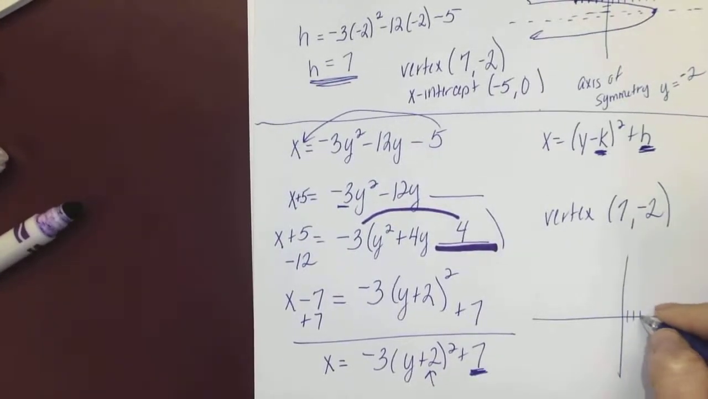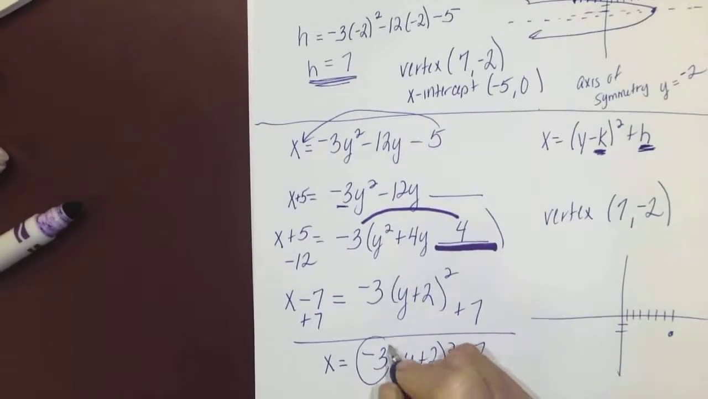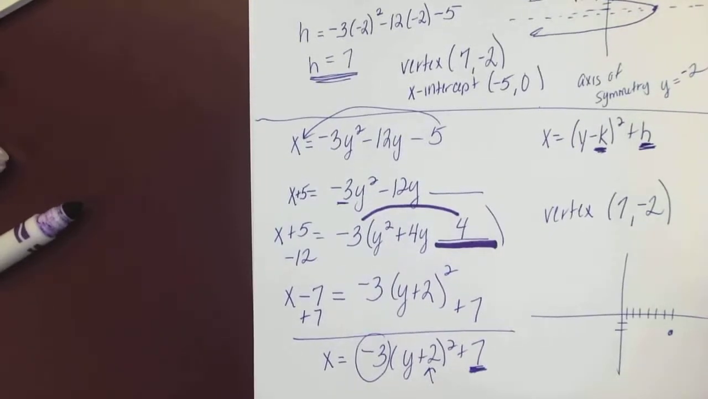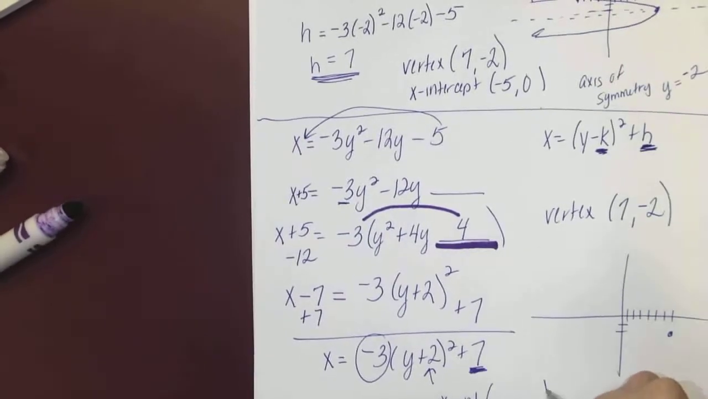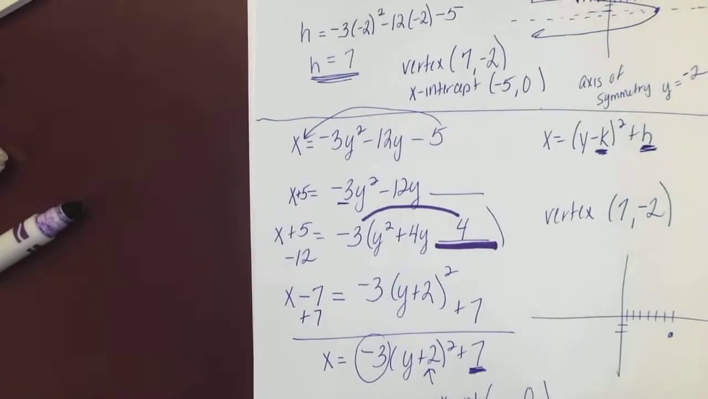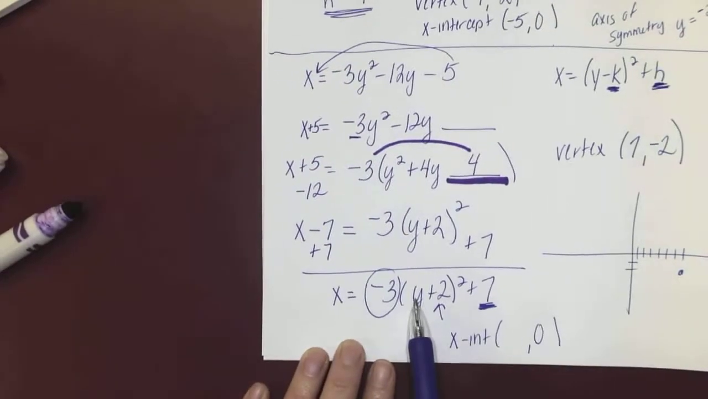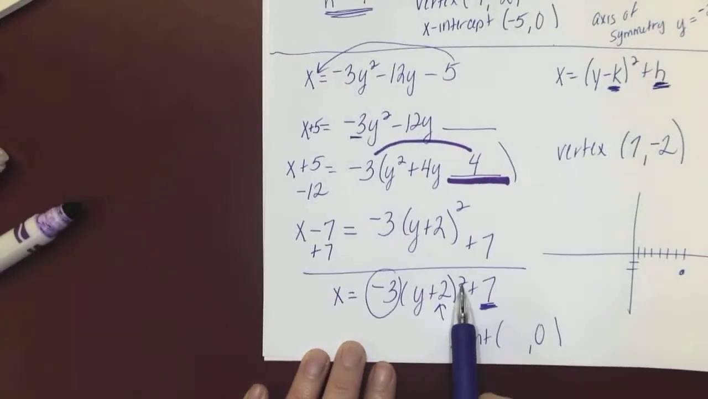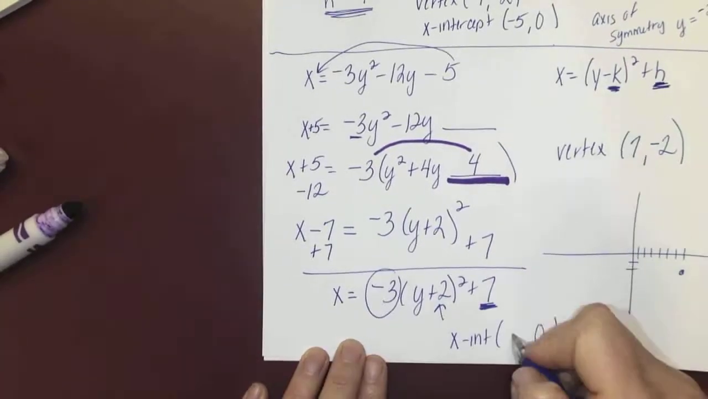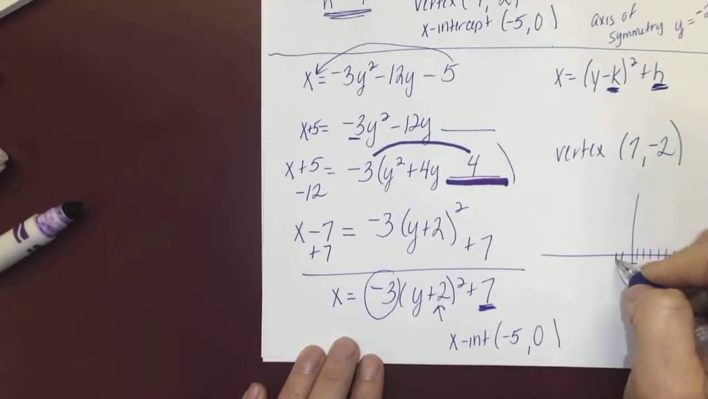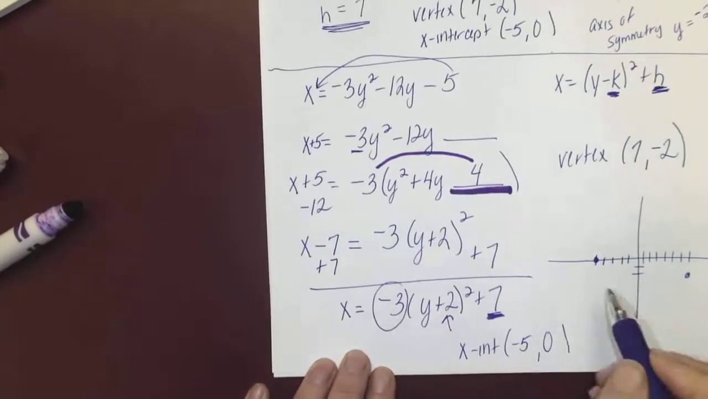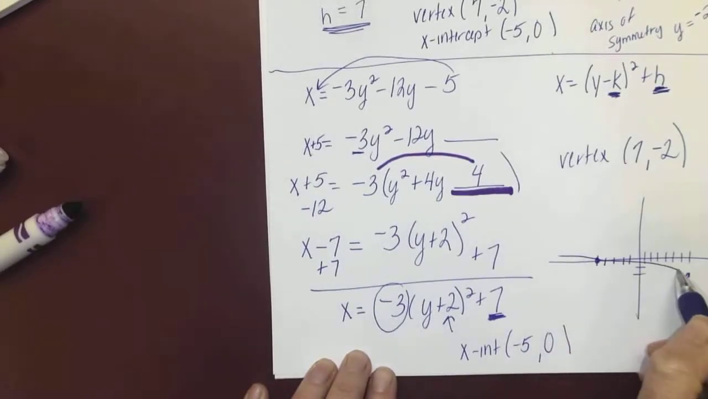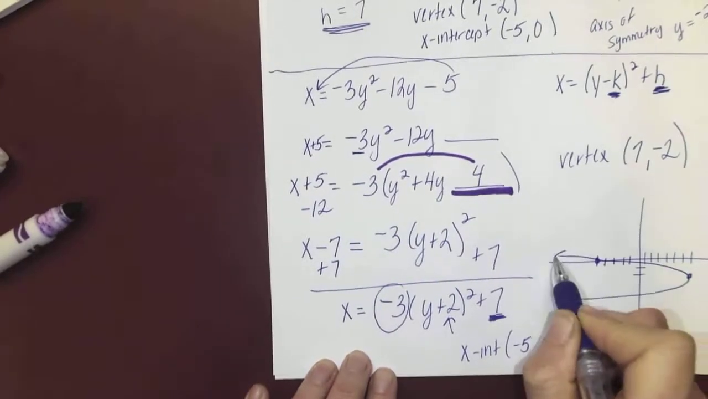Plot it. 1, 2, 3, 4, 5, 6, 7. 1, 2. Again, I know it's opening left because the a value is negative. I can easily find the x-intercept by plugging in a 0 for the y value. So 0 plus 2 is 2. 2 squared is 4. 4 times -3 is -12. -12 plus 7 is -5. So 1, 2, 3, 4, 5. And it's opening left, so it comes in, turns around, and out.